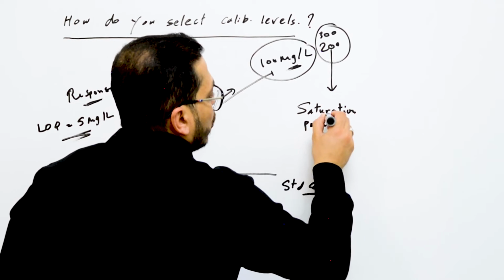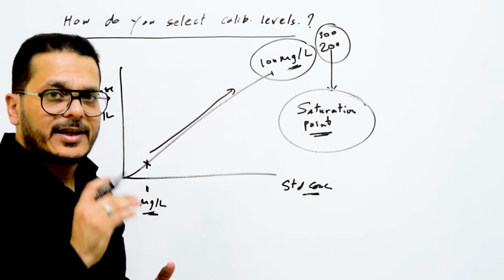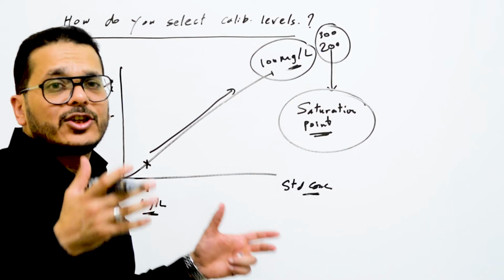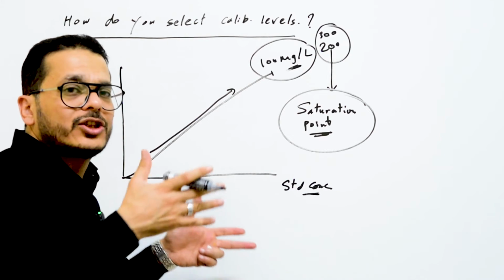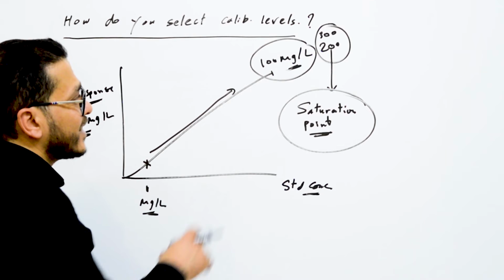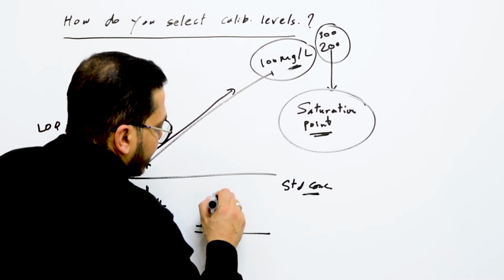Saturation point of the instrument. If the instrument cannot analyze a high concentration of the standard, that means the instrument is saturated and cannot get this concentration. As an example, if you run 200 ppb, you will get a peak like this.